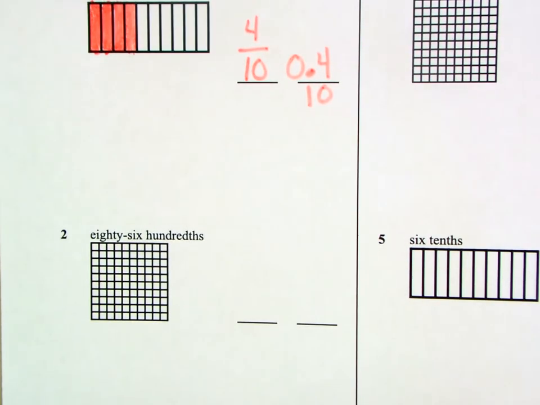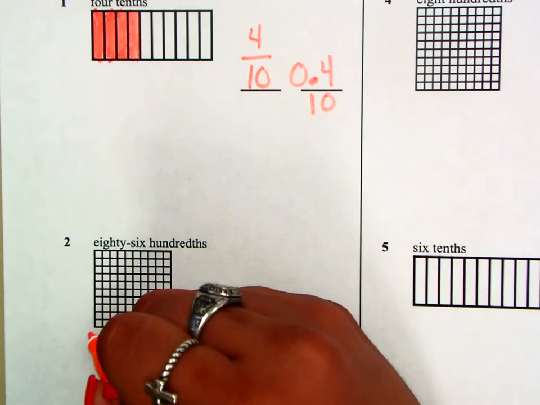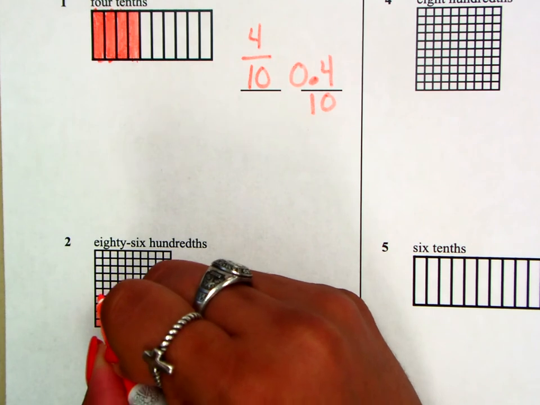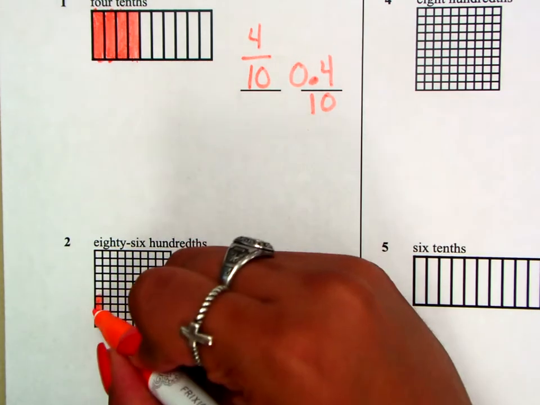Now let's look over here at number 2. I have 86 hundredths. So now I'm going to go ahead and do this here. Should I do 86 one by one? 1, 2, 3, 4. Well, I can go a little bit faster by going ahead and coloring how many rods? 8. So I have this many here.